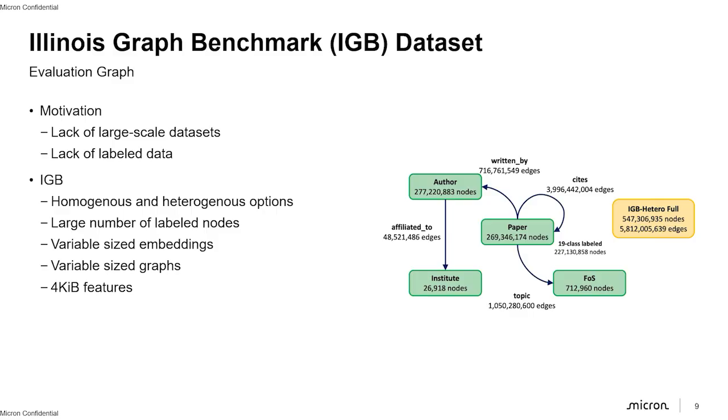Another issue is public data sets, even if they are large, sometimes have very limited labeled data. The Illinois Graph Benchmark dataset has a few different types of graphs. They have two different types, homogeneous and heterogeneous, where the homogeneous graphs are a single node type and a single edge type. So think of a simple social network graph where the node is just a person and the edge is just the relationship between these people. And the heterogeneous graph, which is the one we will use for our evaluation, has multiple different types of nodes and edges.